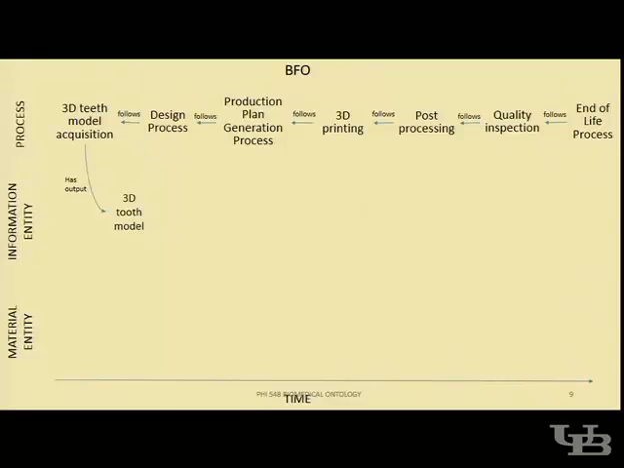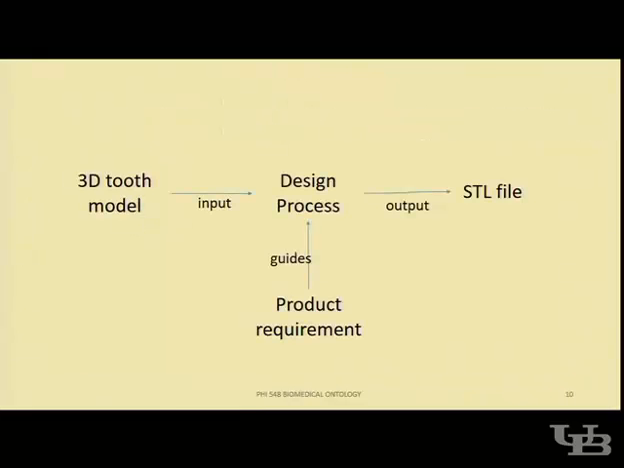And then from this 3D tooth model, it will become the input to the design process, where in doing the design process, they need to have the product requirements as well. These product requirements, such as the shape, the size, basically what the product should look like, what the product that needs to be produced. This product requirement will guide the design process, which finally will have the output, which is the STL file for the machines later.